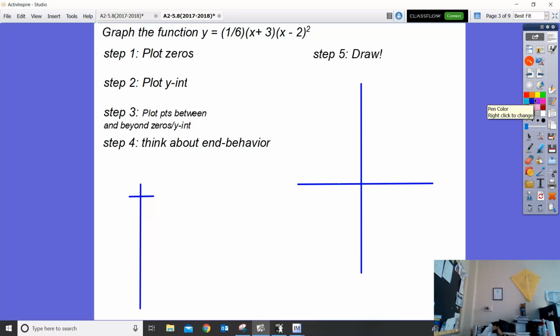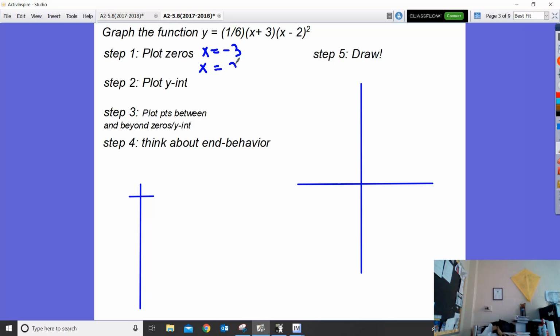We're on our function to graph: 1/6 times x plus 3 times x minus 2 squared. What are your zeros? One of them is x equals -3. What's the other one? 2. Now that -3, when we plot that and eventually draw, are we going to cross or touch the x-axis? We're going to cross it. Why? Because you understood one. Cross the x-axis. How about x equals 2? It's a touch. Touch the x-axis.